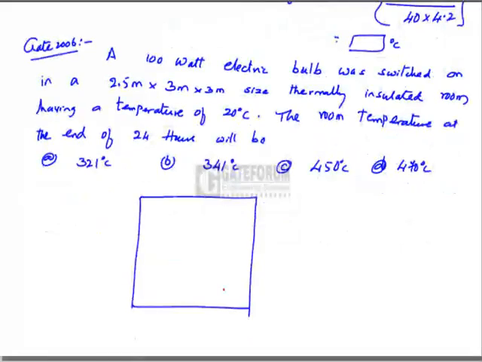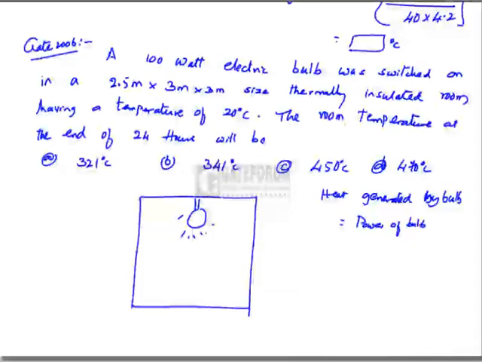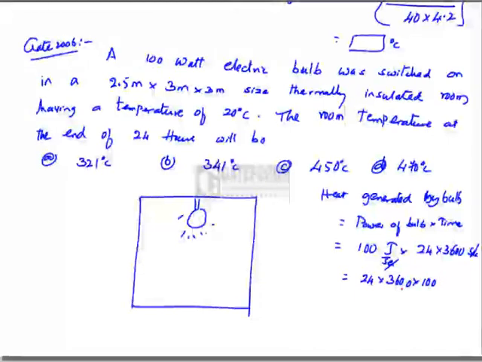In a room of size 2.5 meters into 3 meters, a bulb is switched on for 24 hours. So heat generated by the bulb is equal to power of bulb into time. What is the power? 100 watt, 100 joule per second, into 24 hours the bulb is on. 1 hour is 3600 seconds. So you get 24 into 3600 into 100 divided by 1000 kilojoules of heat.